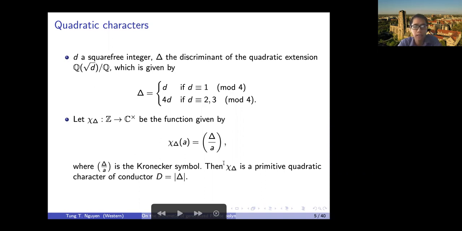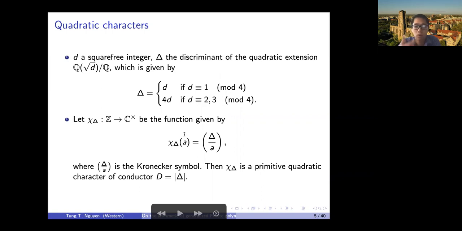So it's a well-known fact that chi delta here is a primitive quadratic character of conductor d, where d is the absolute value of delta. So this Kronecker symbol here actually has meaning. So let's say the case where a is a prime number. So delta over p tells you whether the prime p is split, ramified, or inert in the extension Q adjoin root of d over Q. So it has a very, very nice interpretation like that. And so the word quadratic here means that when you square it, you get 0 or 1. So the value of this character is real.